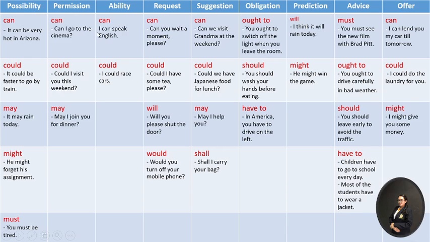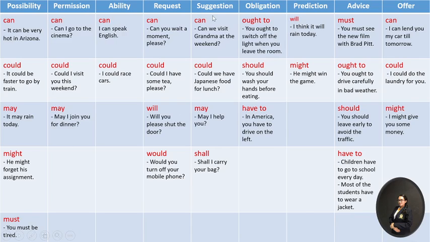Now let's move on with the request. So request involves can, could, will, and would. For can, you could say, can you wait a moment, please? For could, you could say, could I have some tea, please? For will, you could say, will you please shut the door? For would, you could say, would you turn off your mobile phone? So that's under request.